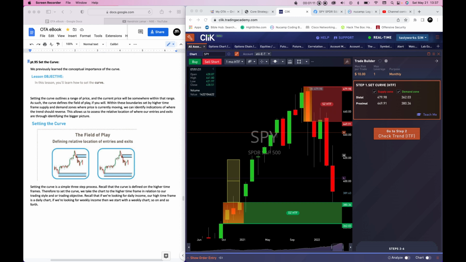Recall that the curve is defined on the higher time frames. Therefore, to set the curve, we take the chart to the higher time frame in relation to our trading style and/or trading objective. Recall that if we're looking for daily income, our high time frame is a daily chart. If we're looking for weekly income, then we start with a weekly chart, so on and so forth.